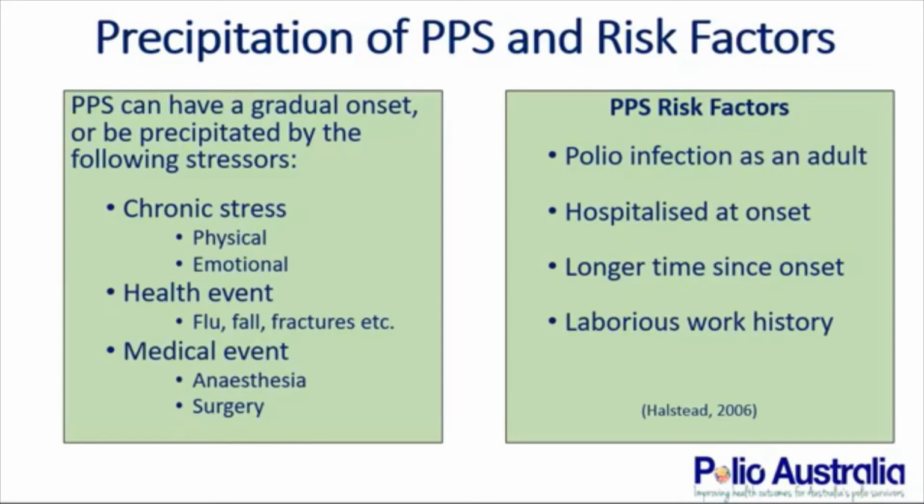So the precipitation of post-polio syndrome and some risk factors: there can be a gradual onset or it can be precipitated by the following stresses. So physical and emotional stress, chronically, a health event or a medical event. And this may be your first encounter with a polio survivor. They may actually be hospitalized or be needing health care because they had a severe case of flu, they had a fall, they had a fracture, and they're having difficulty bouncing back from that.